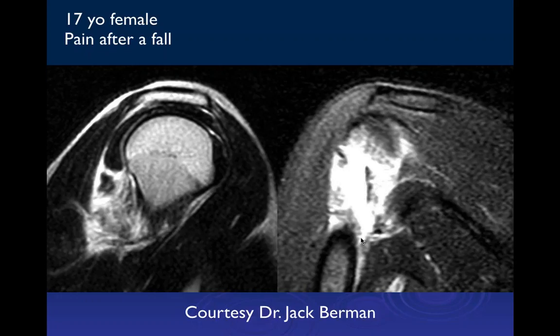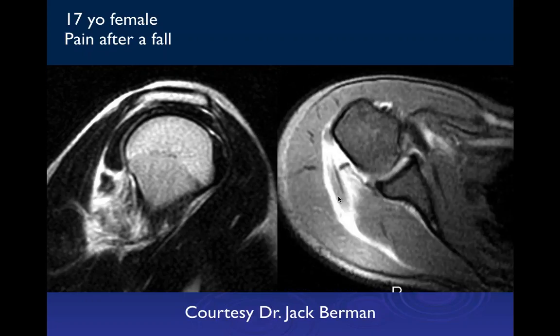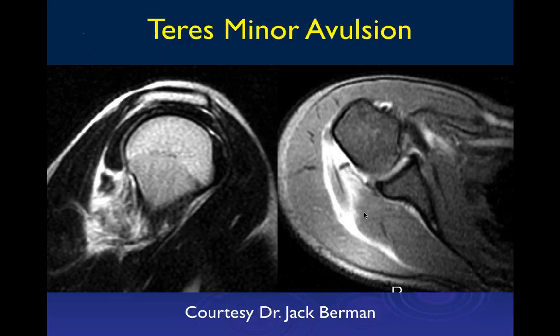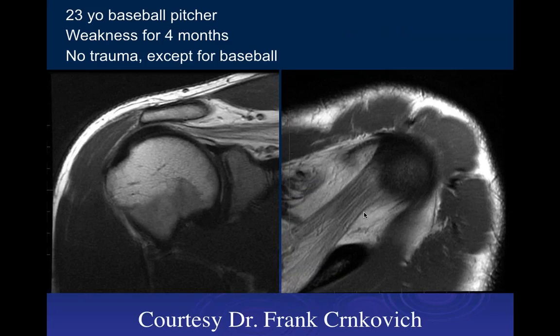17-year-old female with pain after fall. So there's sagittal PD, maybe that can be sagittal T2, and coronal PD fat set with a lot of edema within the expected location of the teres minor tendon. Or teres minor muscle, so from an acute tear, and you can see the retracted tendon. Right, so that was an avulsive tear of the tendon at its insertion on the humerus.